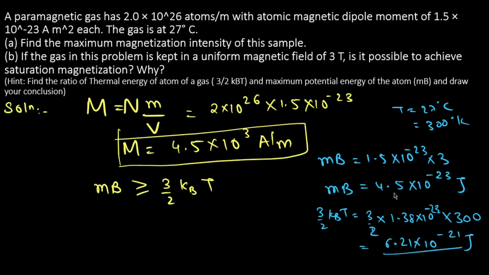Now since this is greater than this energy, this condition is not satisfied, and we can say that it is not possible to achieve saturation magnetization. So I hope you understood this sum. Let's look at the next sum.